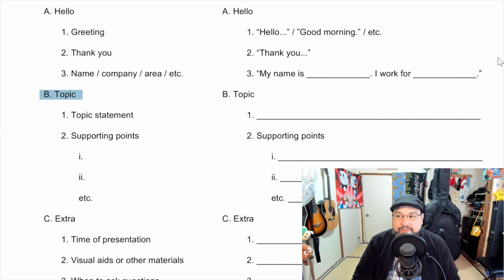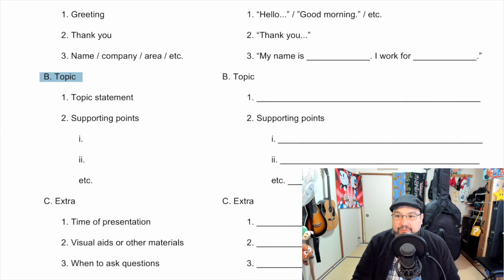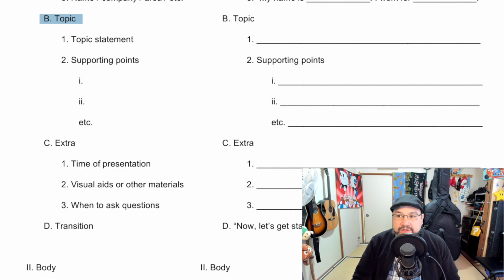Now, B, we get to the topic. Now, what you want people to know is what you want to talk about. Here you give your topic statement. Talk about it. Then you give your supporting points. What about your topic are you going to talk about?